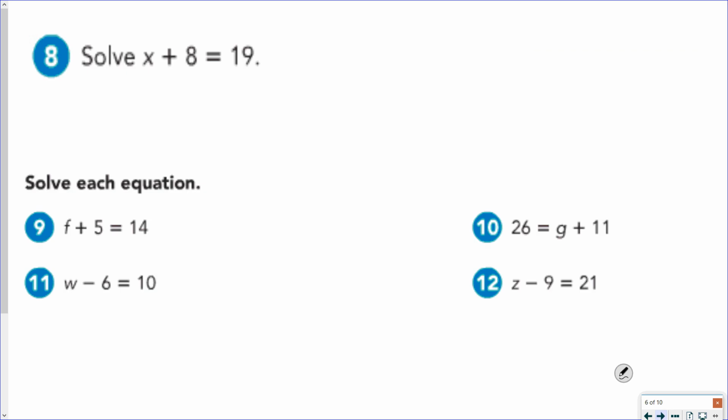X plus 8 equals 19, so we're going to subtract 8 from both sides. So x equals 11.